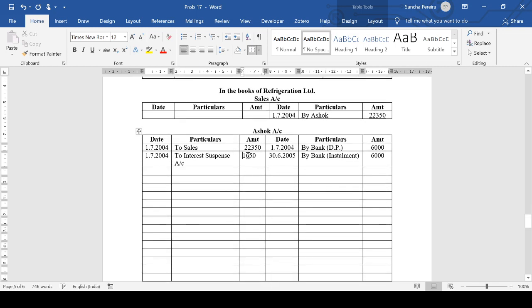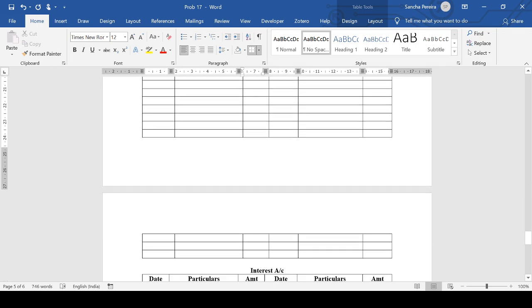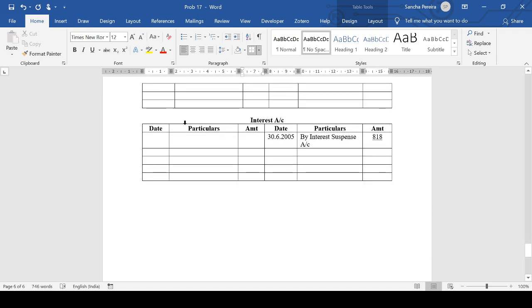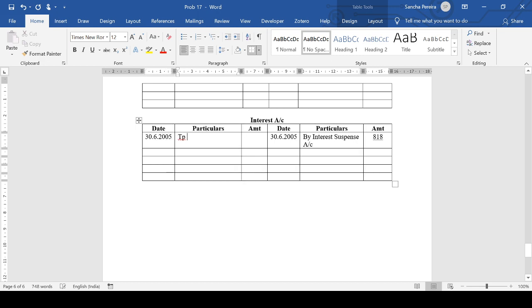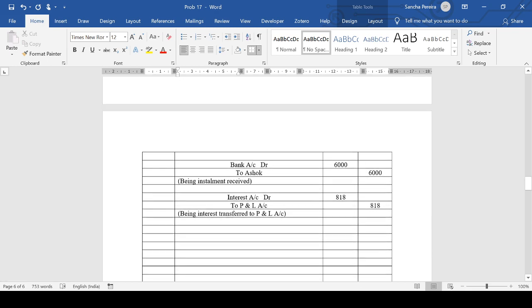That clear? So now we need to post this accordingly in the interest account. Interest account debit to P&L account. So here on 30th June 2005 to P&L account, it's going to be 818. Okay, so we are done with the first year. Now we move on to the second year.